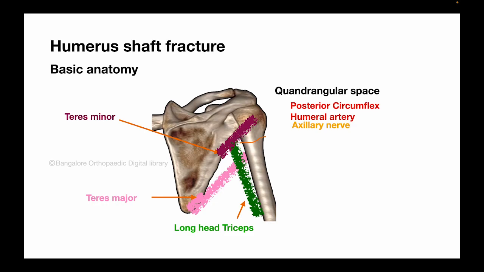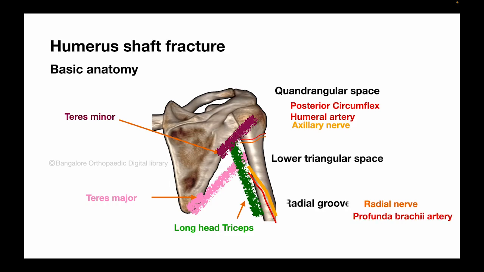The triangular space is inferior to this and is bounded superiorly by the teres major muscle, medially by the long head of triceps, and the upper part of the shaft of the humerus forms a lateral limit. The radial nerve, accompanied by the profunda brachii vessels, pass through this space and enter the radial groove on the posterior aspect of the shaft of the humerus.